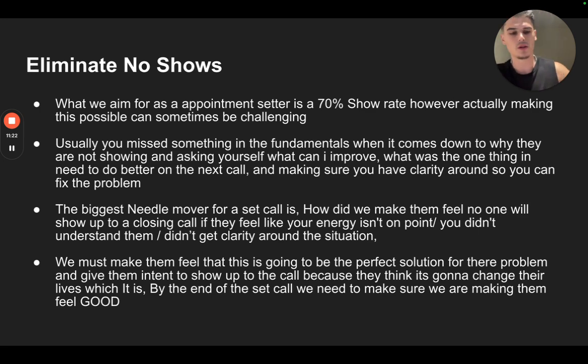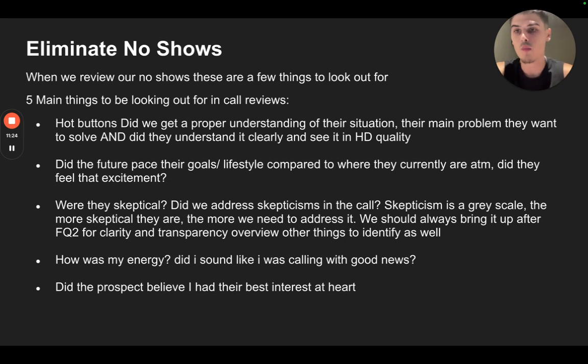So by the end of the set call, we need to make sure we're making them feel really good. Eliminate no-shows. When we review our no-shows, these are a few things to look out for. Five main things to be looking out for in call reviews. First is hot buttons. Did we get a proper understanding of their situation, their main problem, what they want to solve, and did they understand it clearly and see it in HD quality? Did we future pace their goals and lifestyle compared to where they're currently at?